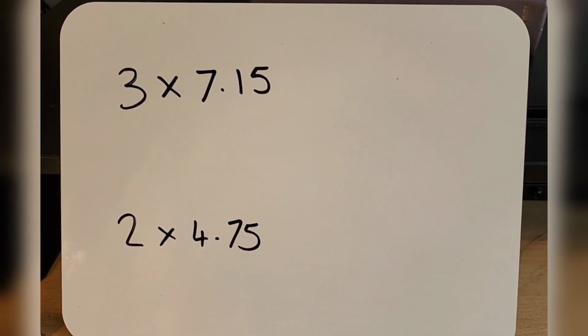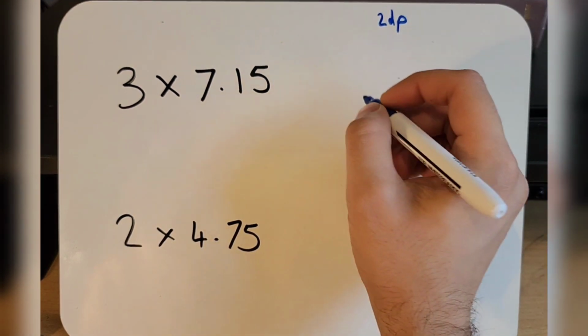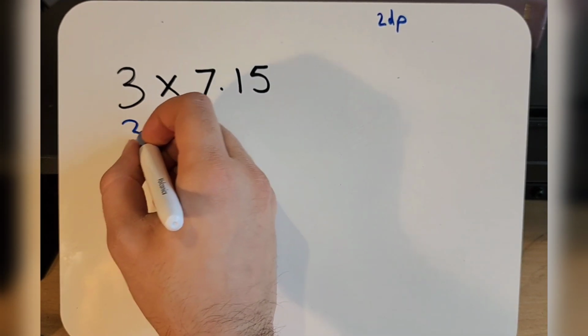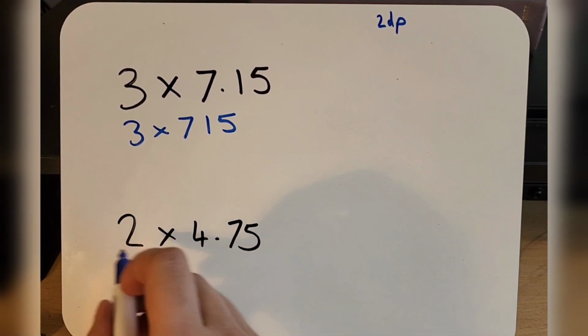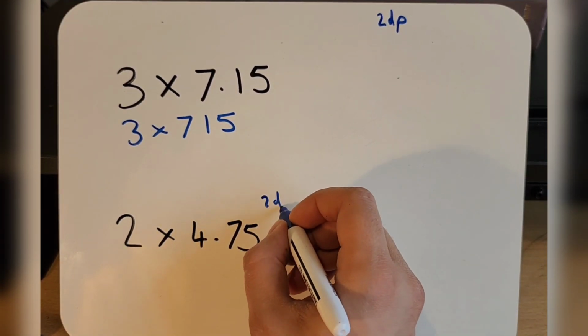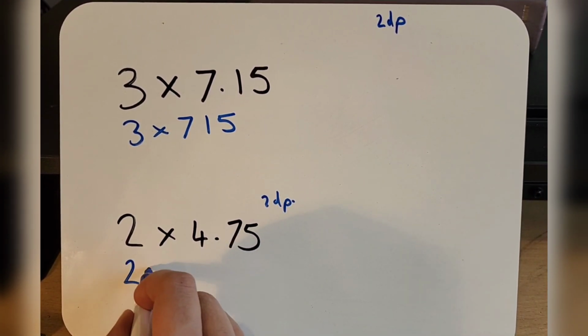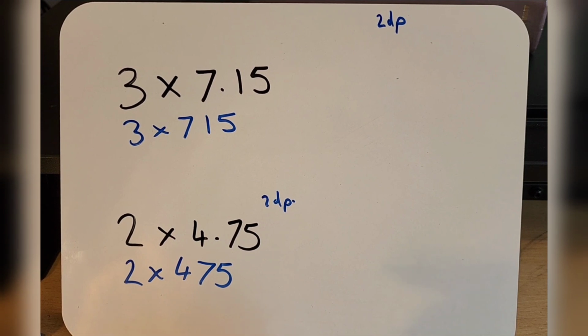So I'm borrowing a little bit from our previous questions, but here we have 3 times 7.15. We notice this has 2 decimal places, but what we can do is go ahead and rewrite it. I'm going to write it under here as 3 times 715. Here, this also has 2 decimal places. I can write this, just write it anywhere really, it's just a mental note. 2 times 475.